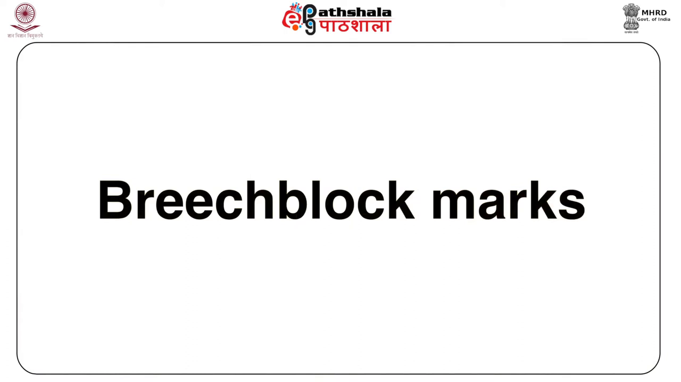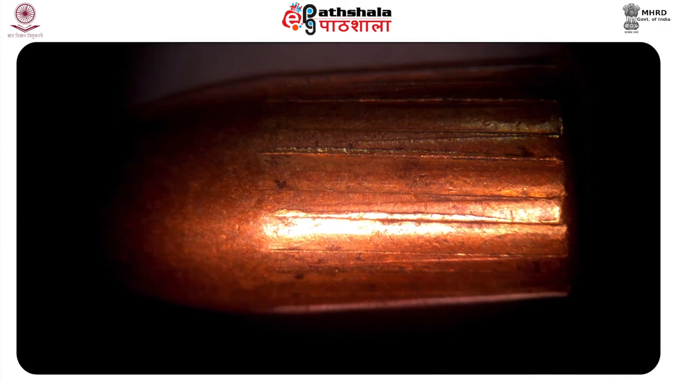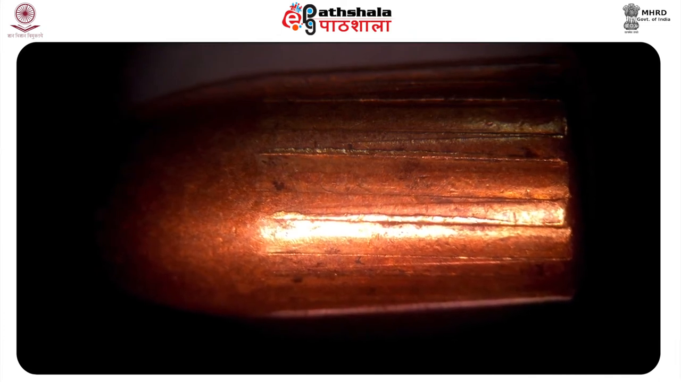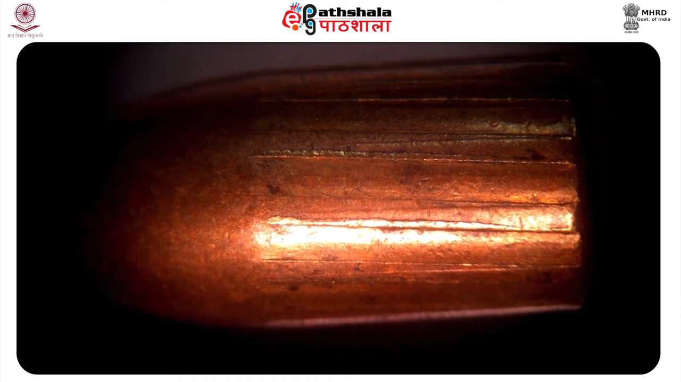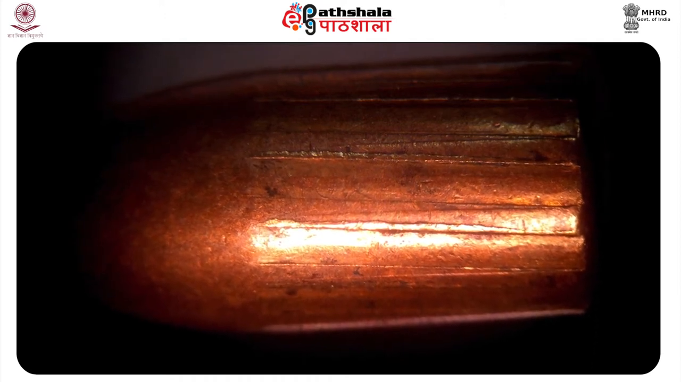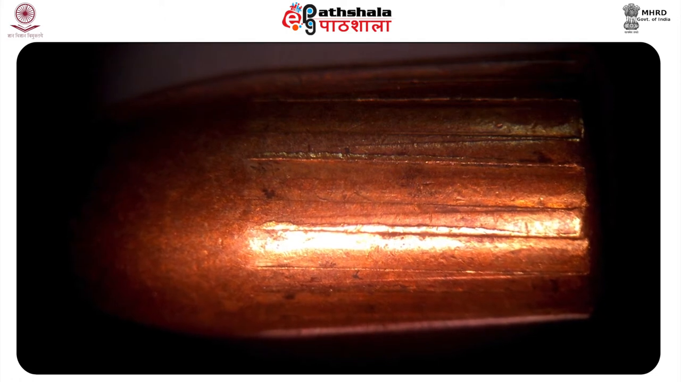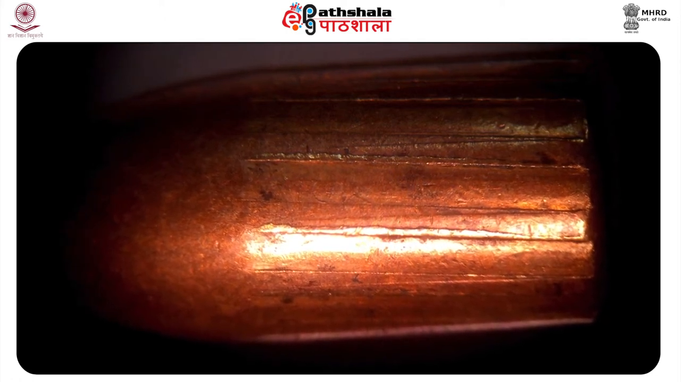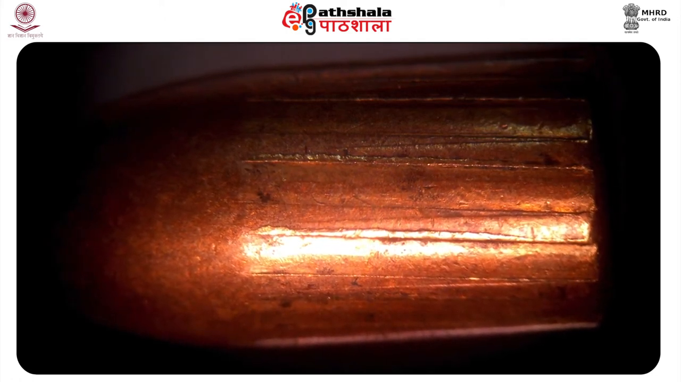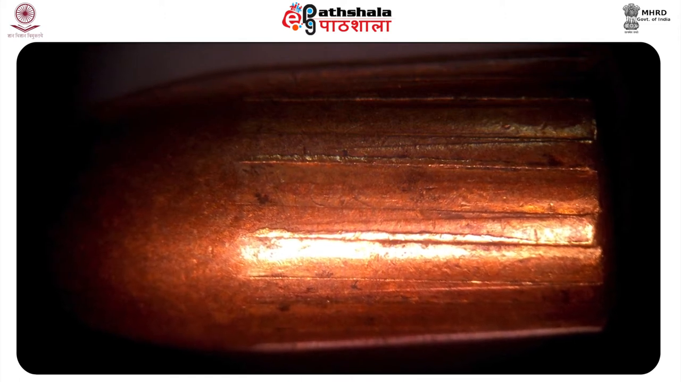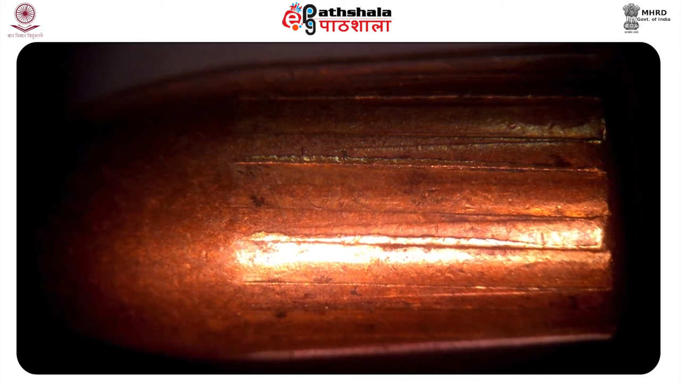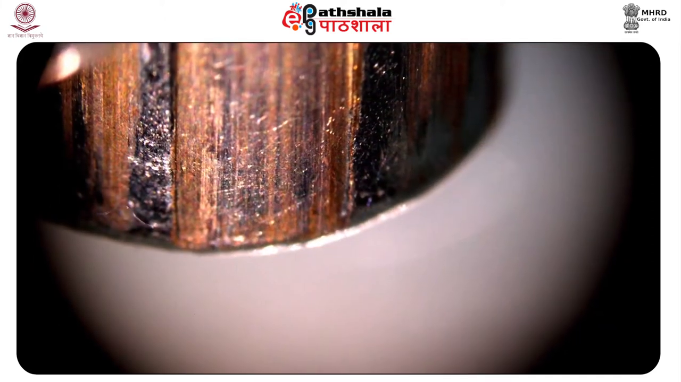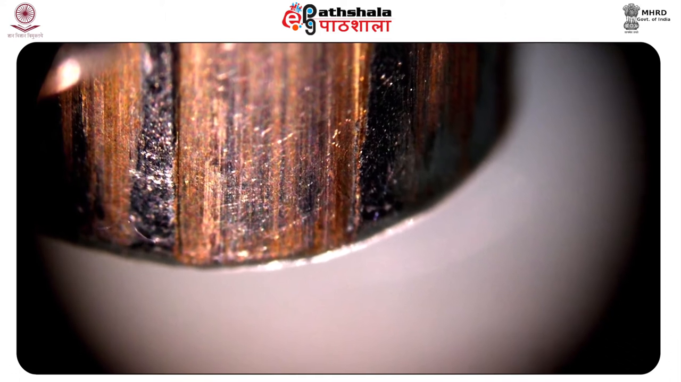One, breech block marks. When a cartridge is fired, pressure of the order of 2 to 20 tons per square inch is generated. Under such high pressure, the cartridge case moves backwards and is thrust against the breech face. The irregularities on the breech face may thus leave their impressions on the head of the cartridge case. These marks are known as breech face marks.